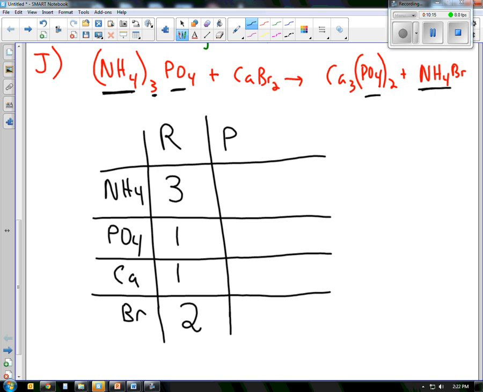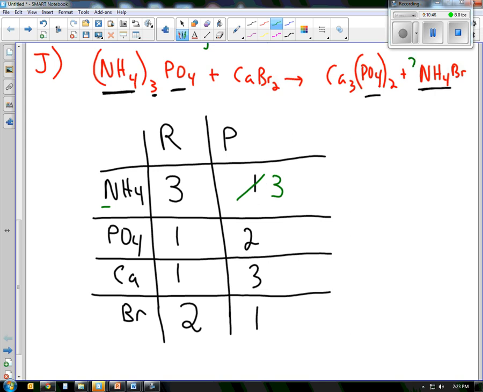Okay, calciums here. I have 3 calciums on my product side. I have 2 PO4 groups. I have 1 NH4 group, and I have 1 bromine group. So there's my beginning table for that. And now it's just like we were doing before. So, just to follow things through, you would say, okay, I'm going to start with my NH4 group. On my product side, I need to get 3 NH4 groups.